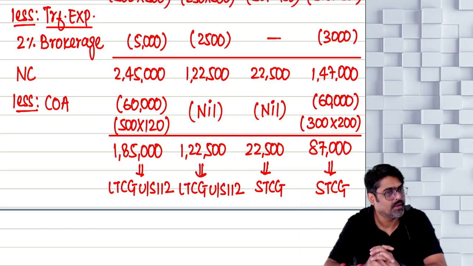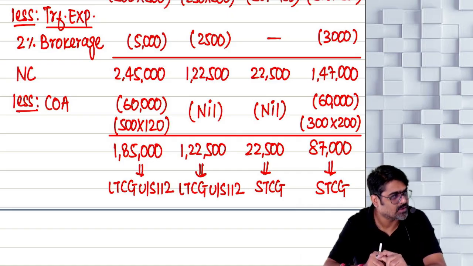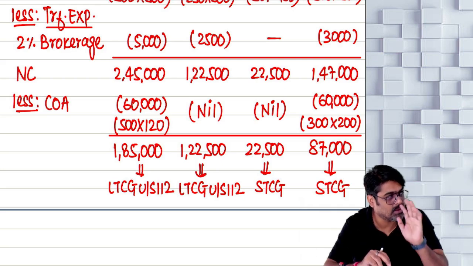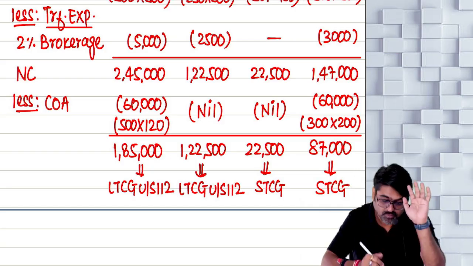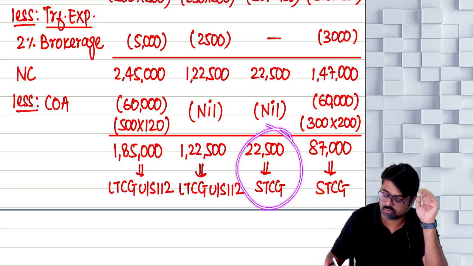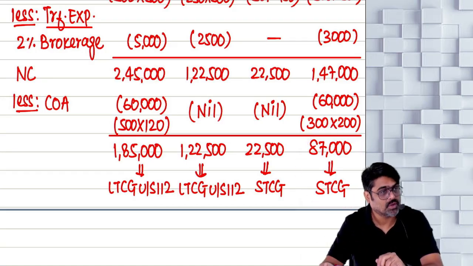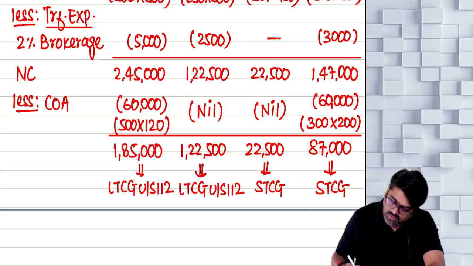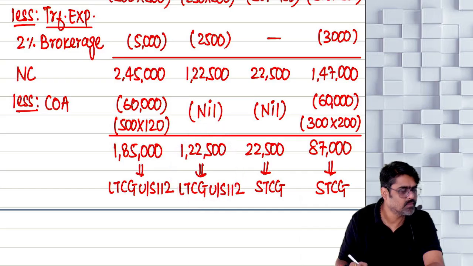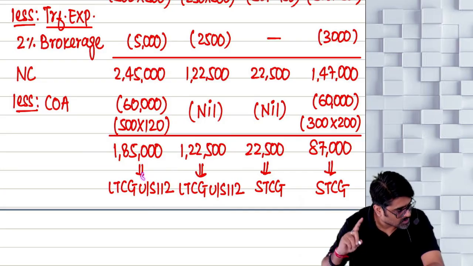And what you are doing? You are calculating capital gain of all the shares together. Yes or no? Some shares are short-term, some shares are long-term. What if any share is having a loss? For example, if the loss was here, then you are setting off short-term loss against long-term gain. No problem. But what if the loss was here? Can you set off the loss from short-term gain?